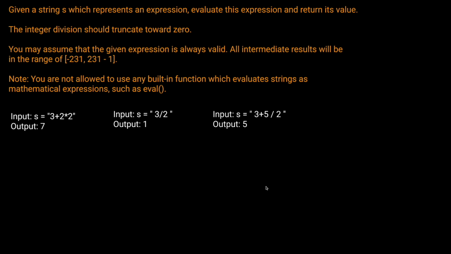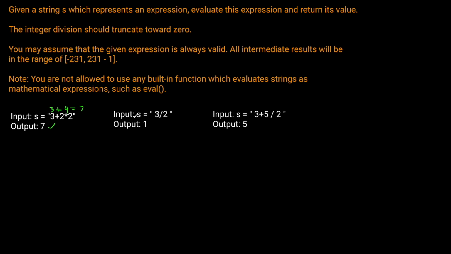Let's look at some examples. So we have this string s, which is 3 plus 2 times 2. Obviously we know from order of operations that we should do the multiplication of these 2's first, right? So we would multiply the 2's, we get a 4 here, and now we need to add the 3, so that's how we get the 7 that we need, right?